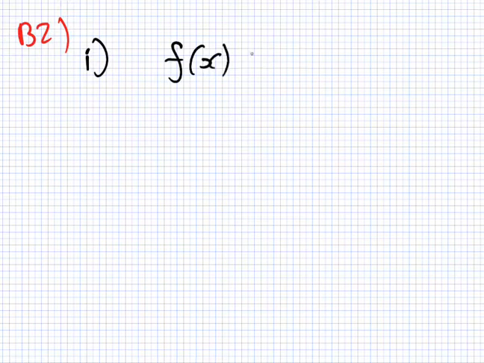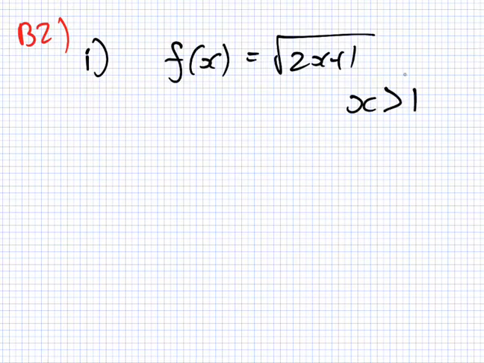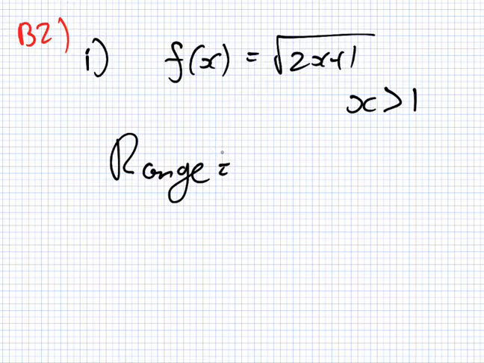f(x) equals square root of 2x plus 1, and x is bigger than 1. What's the range of this function? It's only for 1 mark, so you should be able to see it directly. What's the range here? The range of square root 2x plus 1. What is the range?